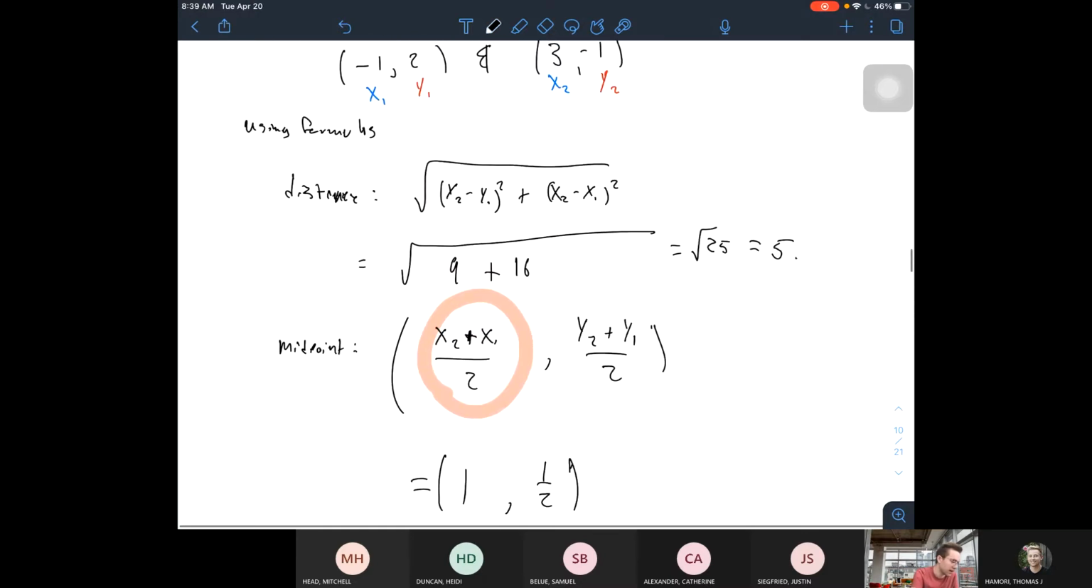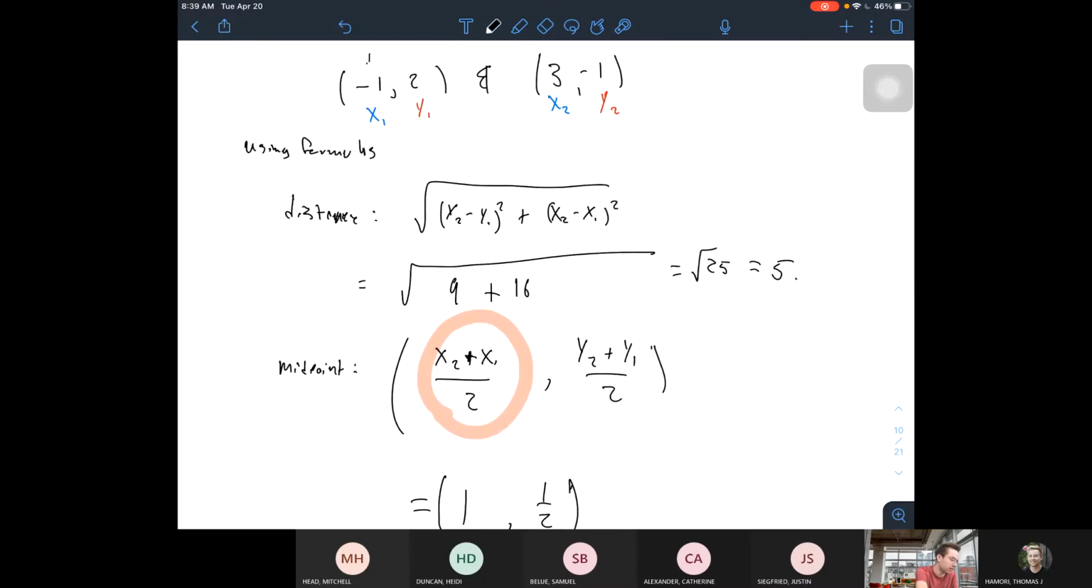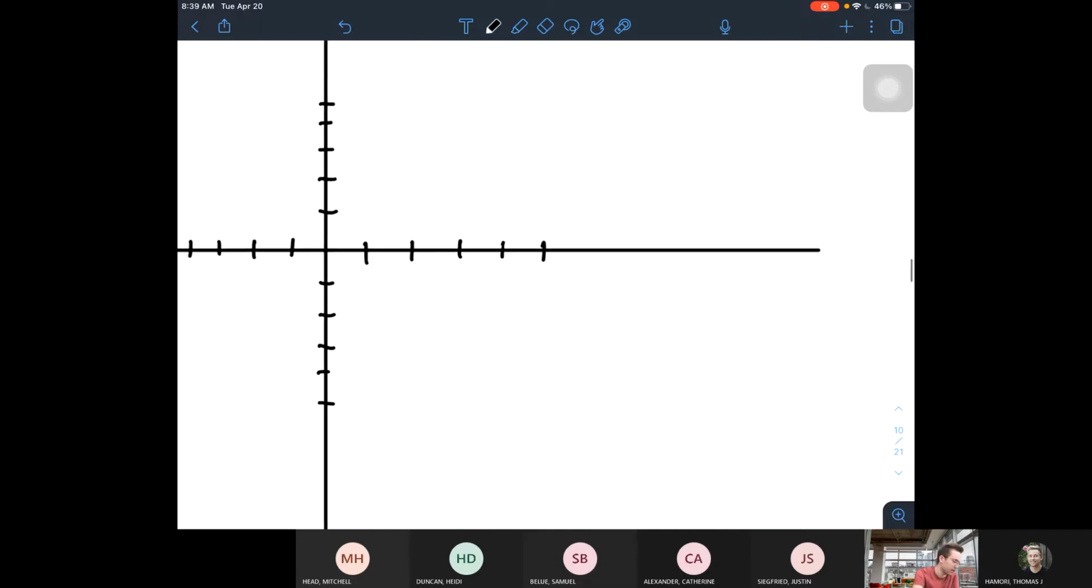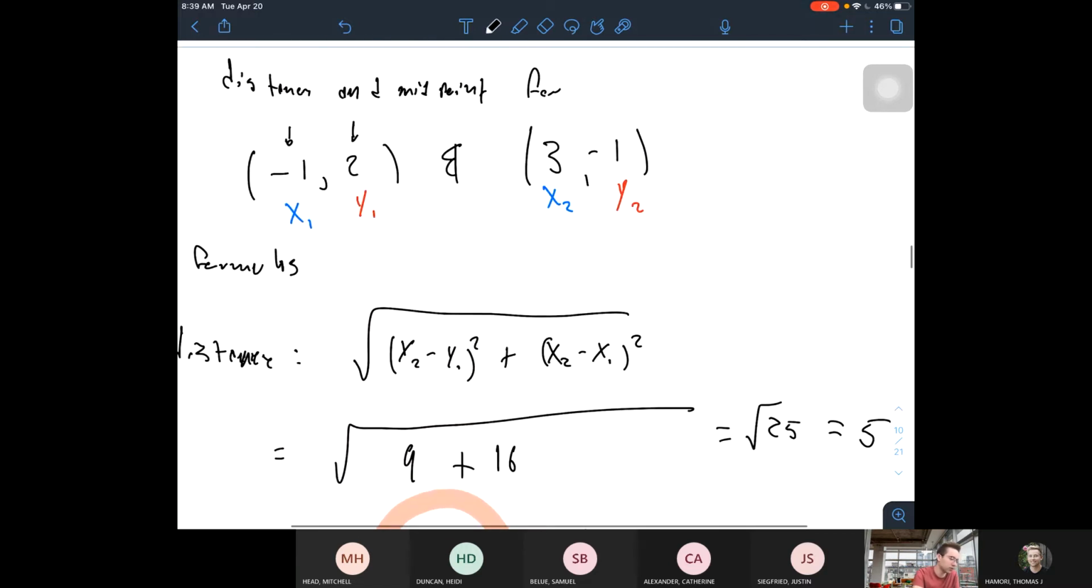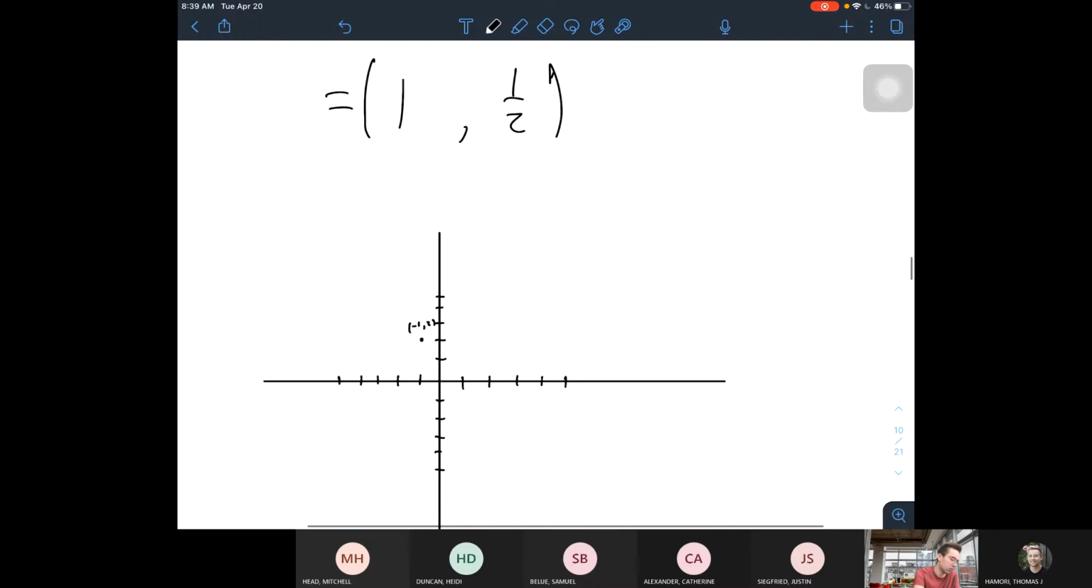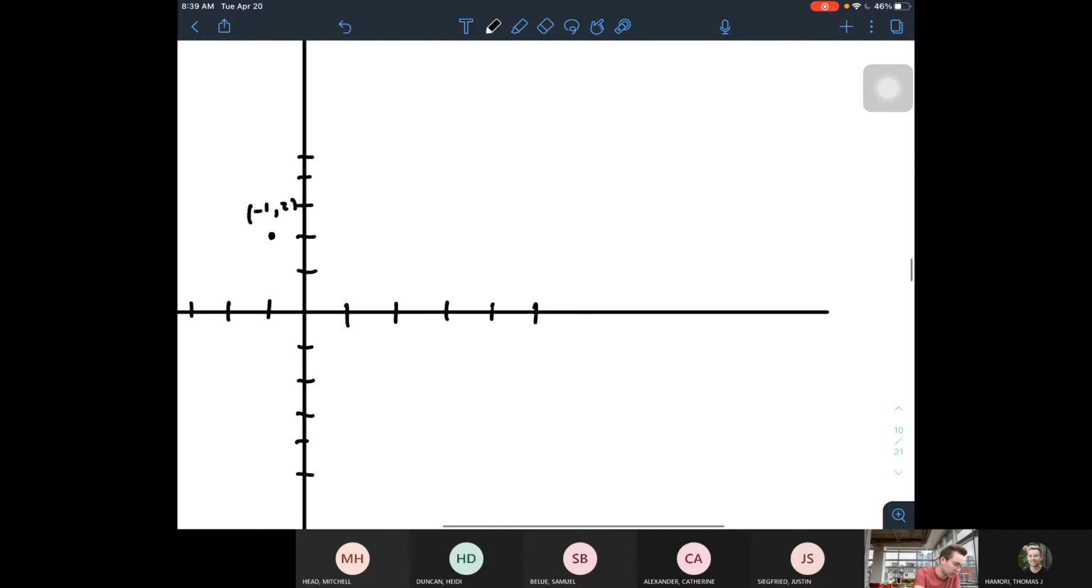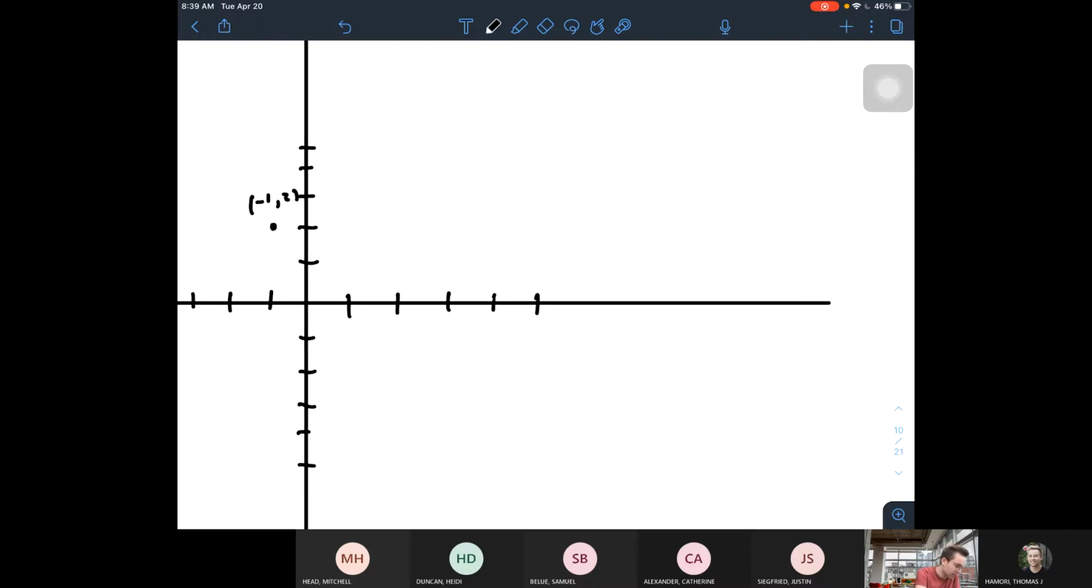Okay, so where's -1, 2? Remember, -1 tells us how far left and right. So a -1 means we go left 1, and then the +2 here means we go up 2. So left 1 and up 2. Here's our point, -1, 2. And then the other point we have is 3, -1, which means we go to the right 3 and down 1. So I go to the right 3 and down 1. Here's my point, 3, -1.